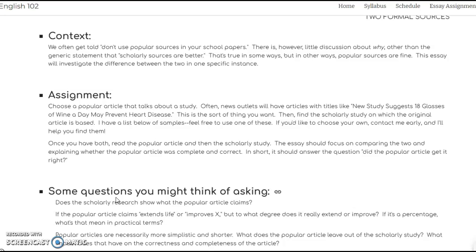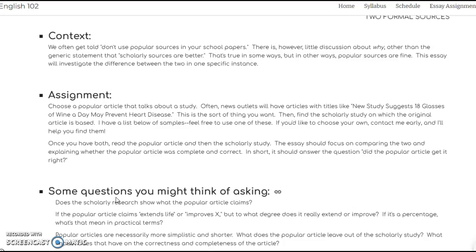And then you want to find the scholarly study on which the original article is based. We've got these popular articles, and then we've got, of course, a scholarly study on which they're based. Lots and lots of news articles are actually relaying information to us that was done by scholars in a scholarly study. I've got a list of samples below, and I'd actually encourage you to use one of those.